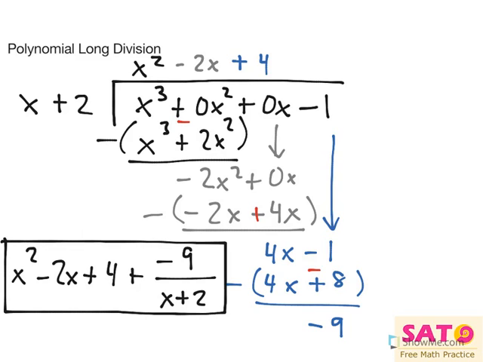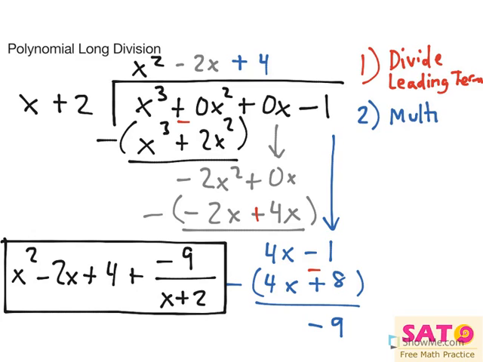Let's review the process. Step 1, what did we do? We divided the leading term by the divisor. So divide the leading term. Step 2, what do we do next? Well, we multiplied to see what the result was. Step 2, multiply by the leading term with the whole divisor.